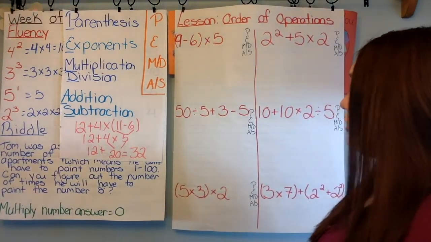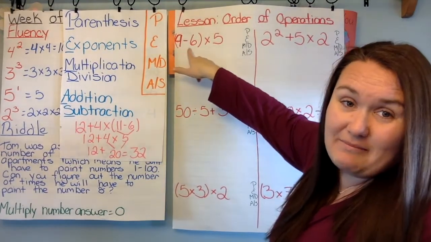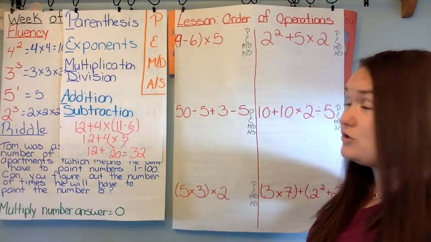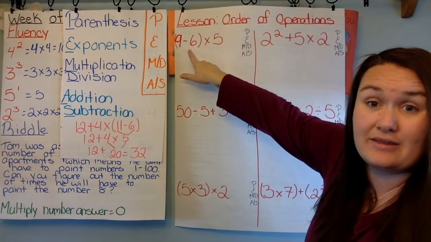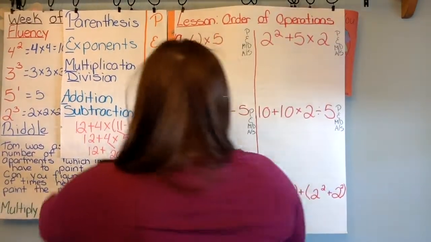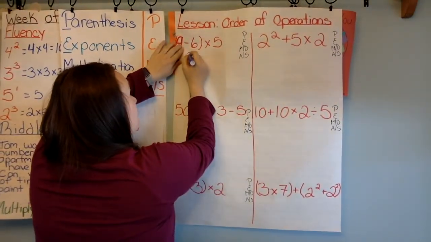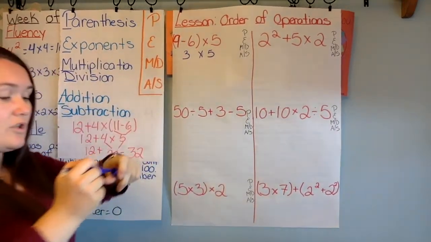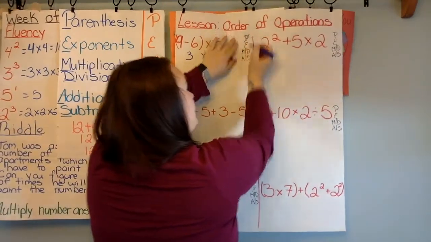Okay, so we're going to start with, now this is a 9, I know it looks like a 4. 9 minus 6 is in parentheses, and that's being multiplied by 5. So we're going to start at my top, which is P is for parentheses. So do I have parentheses? Yes, I do. So I'm going to solve inside that first. 9 minus 6 is 3. So I'm going to rewrite the rest of my problem. So now I have parentheses, I'm done. So I can cross that out.